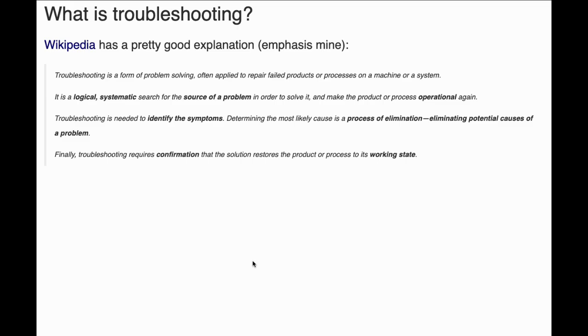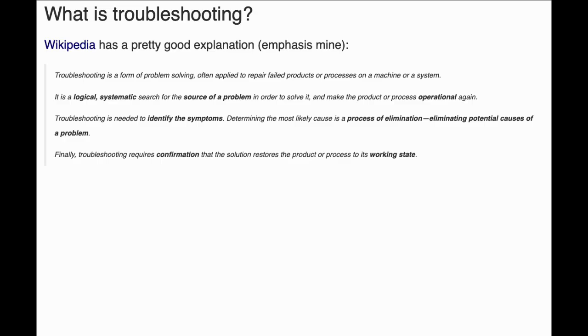What is troubleshooting? Before we dive into how to troubleshoot, we need to understand what troubleshooting is. Luckily, Wikipedia has an awesome description of what troubleshooting is. To be honest, I could just show this slide and stop the presentation early. It succinctly boils down the key parts of what troubleshooting is. I've spaced it out for each sentence and provided my own emphasis to make each point easier to digest.